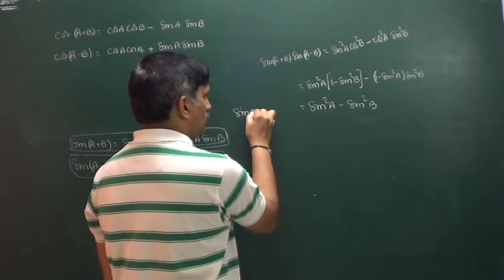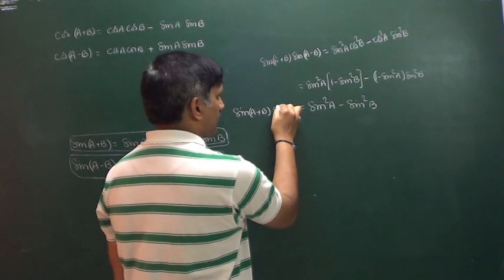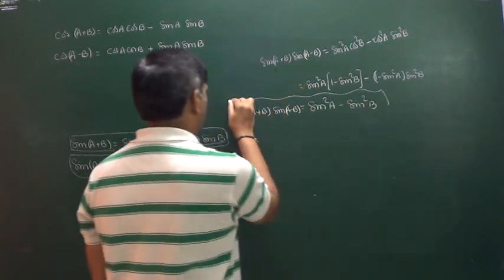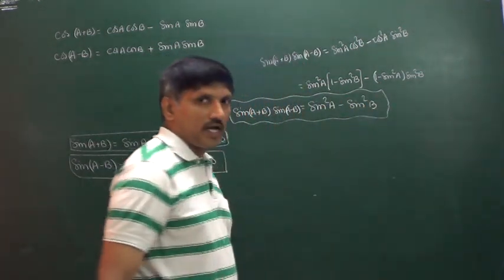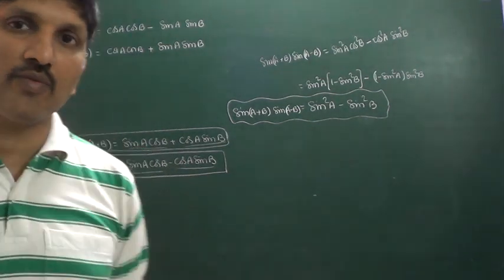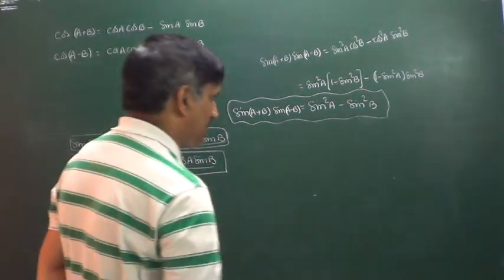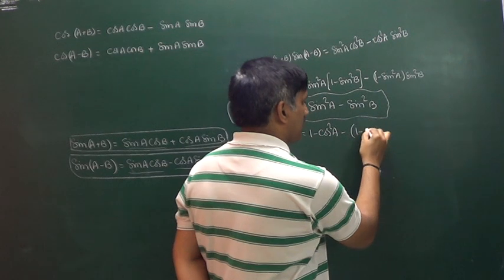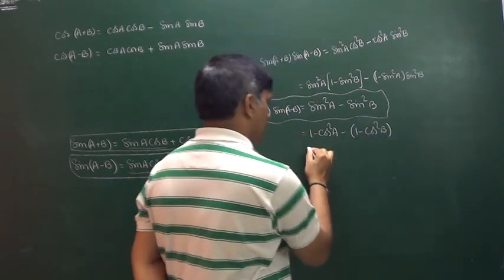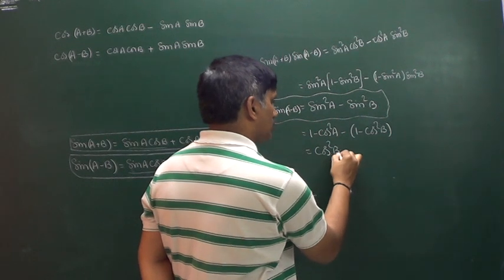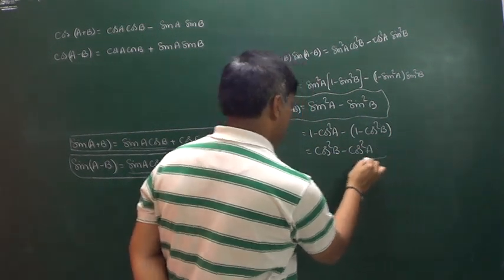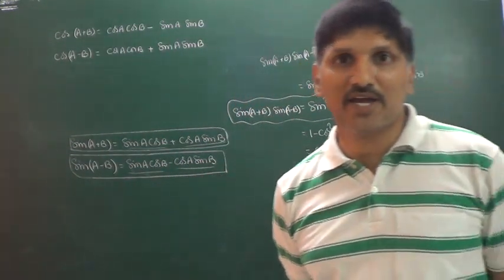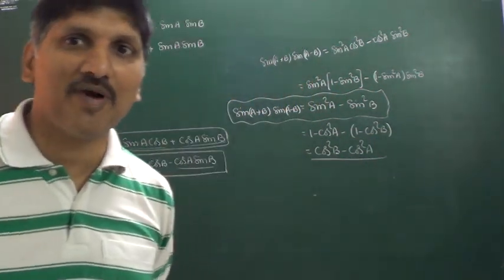Sin(A+B) into sin(A-B) we can write as sin²A minus sin²B. We can also write this as 1 minus cos²A, and here 1 minus cos²B, so we can also write this as cos²B minus cos²A. So the sin(A+B) into sin(A-B) formula is sin²A minus sin²B or cos²B minus cos²A.